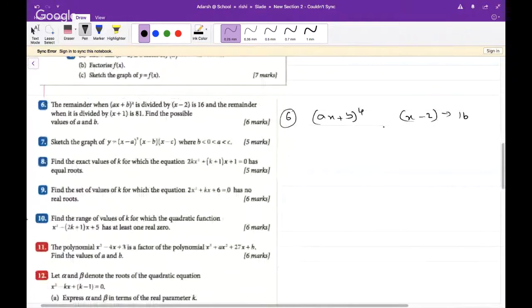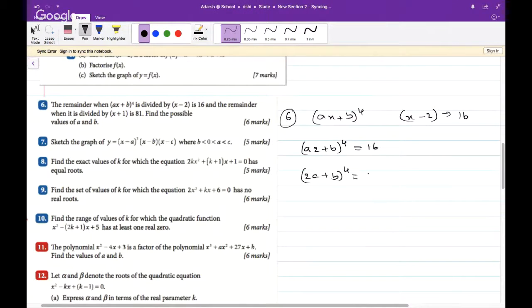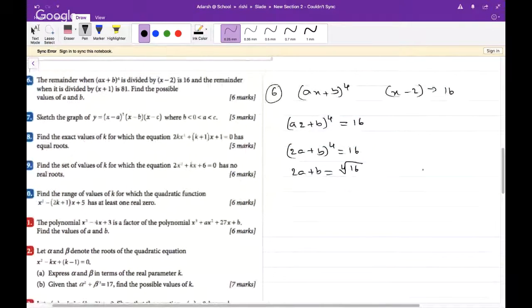So take x equal to 2 and substitute in place of x. So you have (a into 2 plus b) whole to the power 4 is equal to 16. Okay, so (2a plus b) power 4 is 16. So 2a plus b will be the fourth root of 16. So now the fourth roots of 16 are 2, minus 2, 2i and minus 2i. So we'll not use the negative complex numbers. We'll only use these two. So 2a plus b is equal to 2, or 2a plus b equals minus 2.